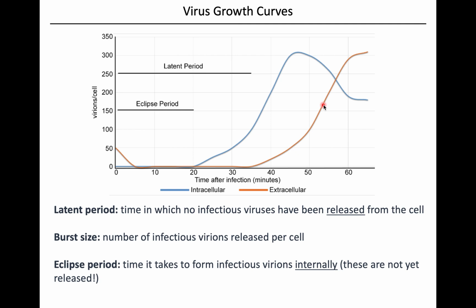And so this may vary, obviously, from virus to virus. Every virus would also have what's called a burst size, which is how many infectious virions are being released from an individual cell, and that number may be incredibly high.